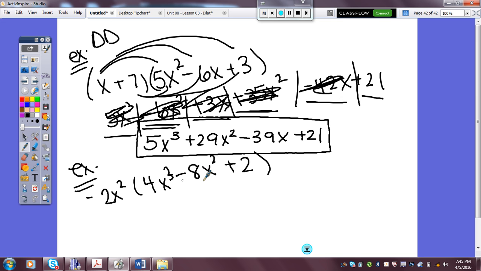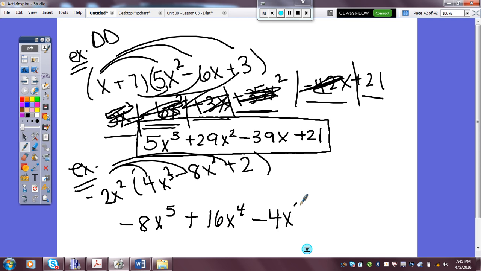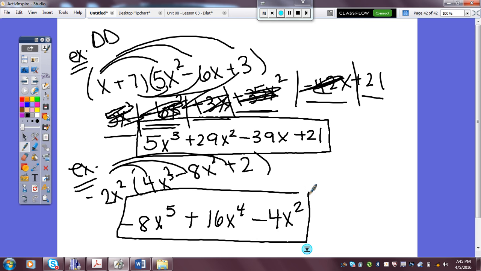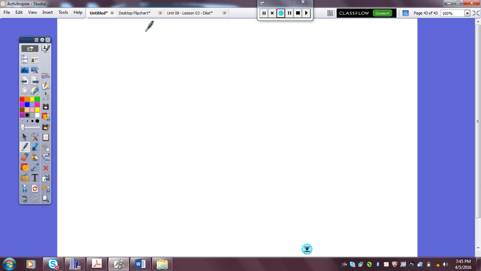This problem down here, I know I'm just distributing because I only have one set of parentheses, so I'm going to distribute this to everybody. So I have negative 8x to the 5th power plus 16x to the 4th power minus 4x squared. I know I'm done because I can't add x to the 5th, x to the 4th, and x to the 2nd. Okay? So if we have time left over, I have one challenge question.